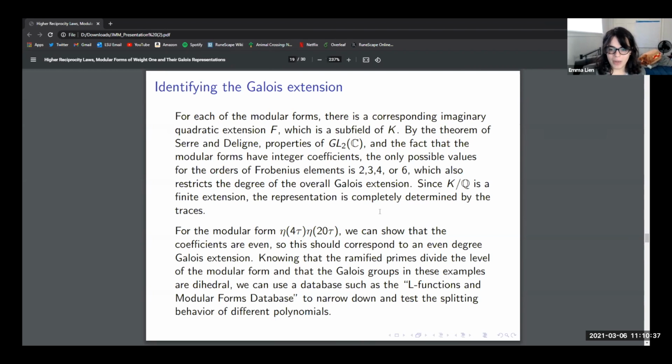Knowing that the ramified primes divide the level and that the Galois groups in these examples are dihedral, we can use a database, take all of the information we know about it, and start testing from a relatively small number of Galois extensions to see which ones actually match the coefficients of this modular form, since we know that the coefficients of this Fourier expansion should correspond to the traces of some Galois representation.